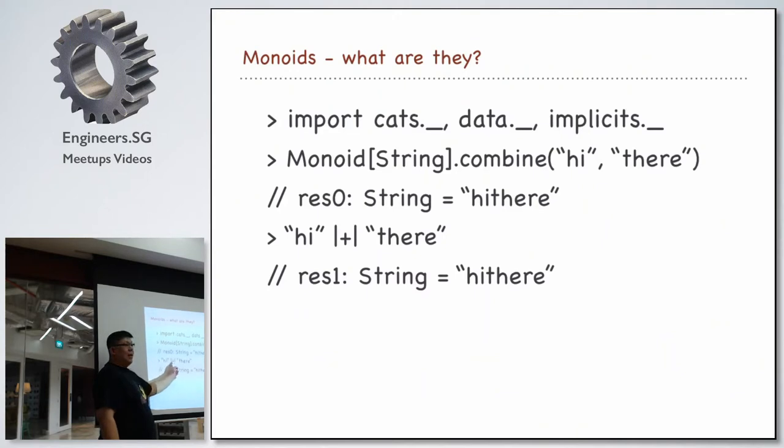Based on this, if you've done enough Scala, you'll know that there's this method defined somewhere inside the cats. It's a type class, basically. And then it invokes the implicit for monoid and concatenates these two guys. So that's how it can be done.